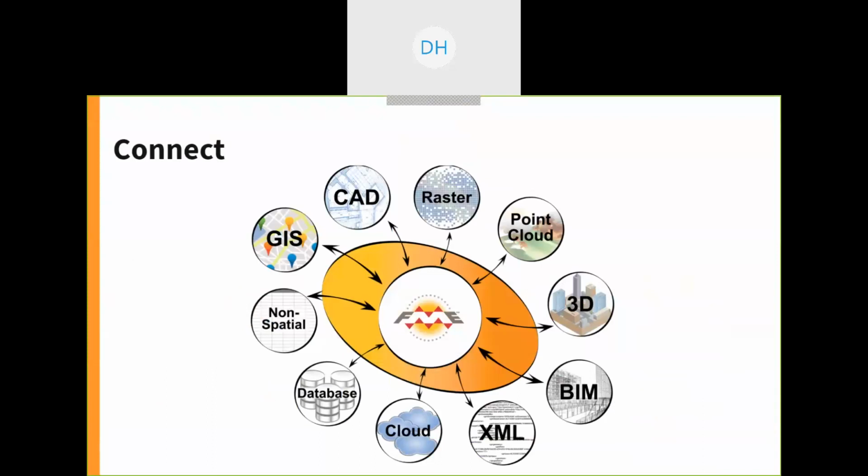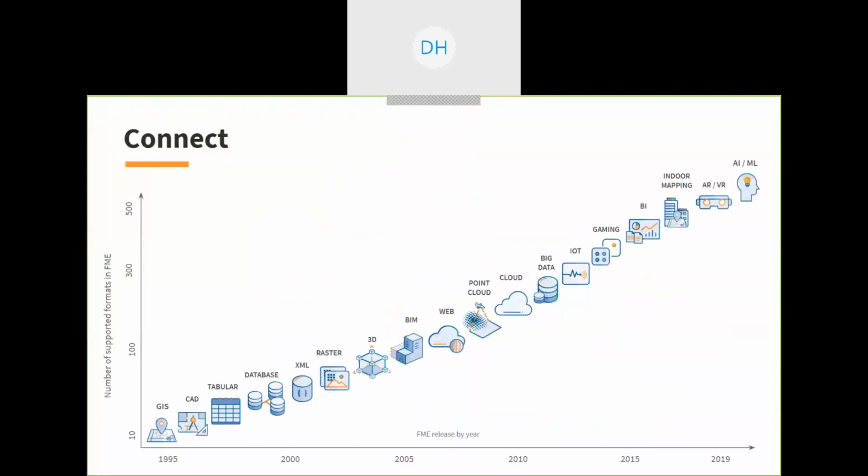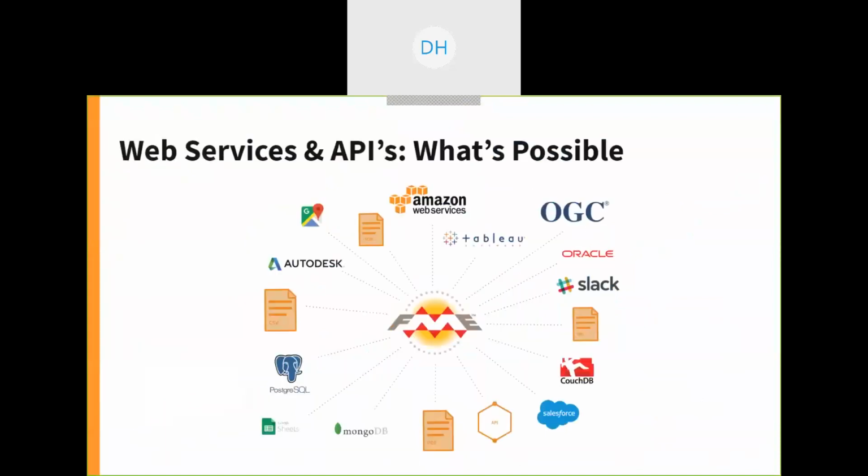And connecting to all types of data. We kind of got started with CAD to GIS, and then over time added support for raster databases, XML, GML, and you can see the progression over time. So now a lot of it's about connecting to IoT and web services, BI, you name it. So there's quite a range of data that FME lets you get access to.